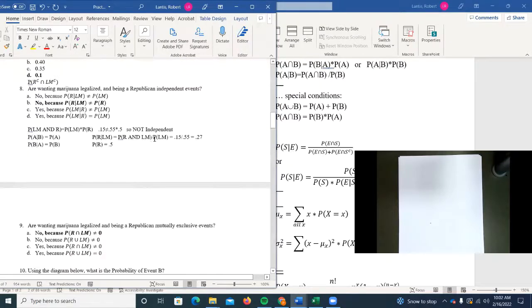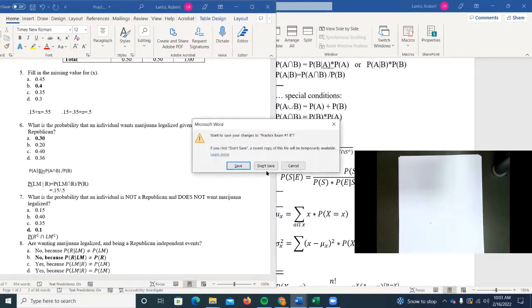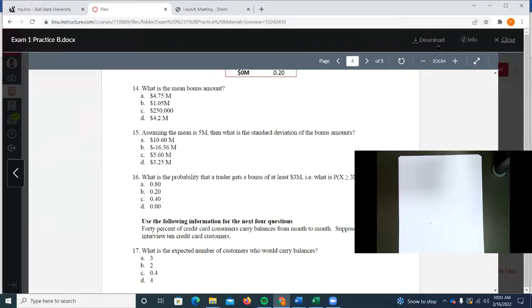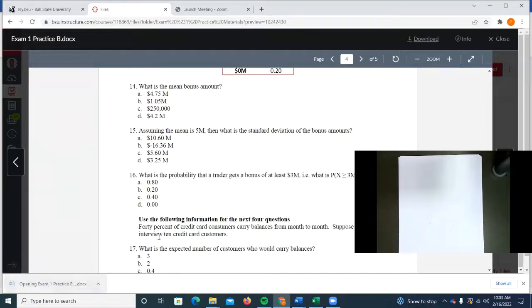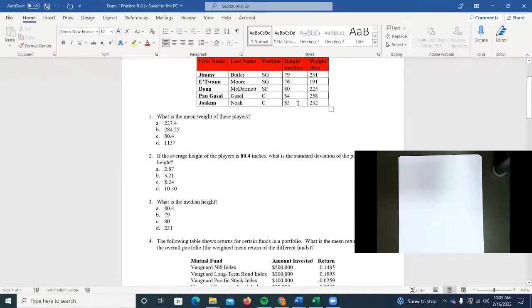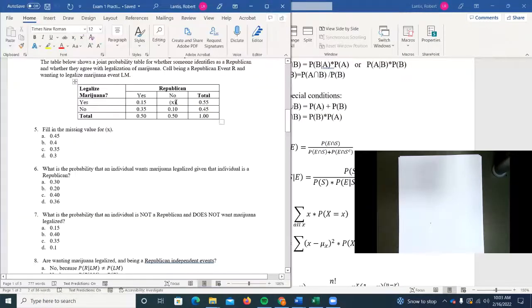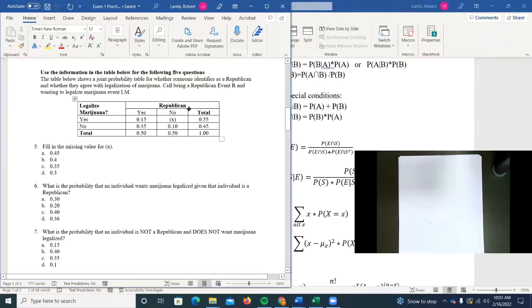So I did not go through these. Let me re-download this because I think I was working on the other section, so I edited some things. So here's practice exam B. Let's scroll down and work off this contingency table. This might help you a little bit if you haven't completed that Excel assignment that's due by the end of the day tomorrow.